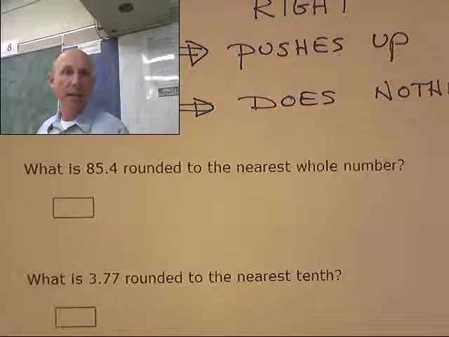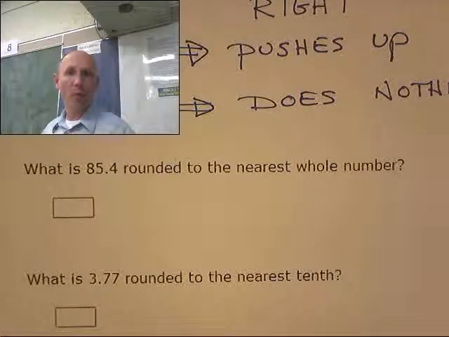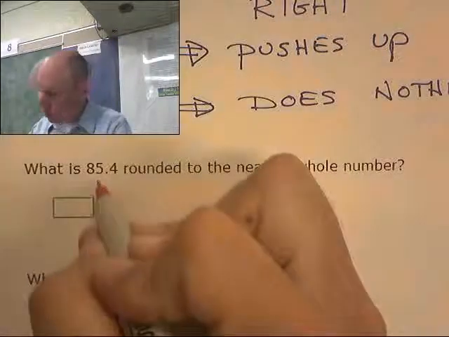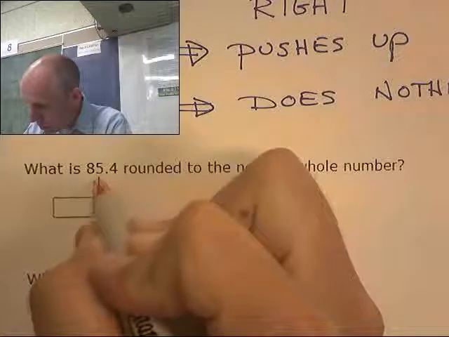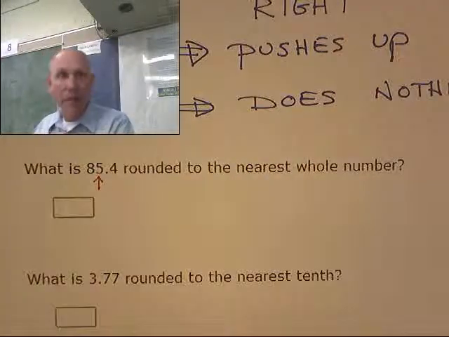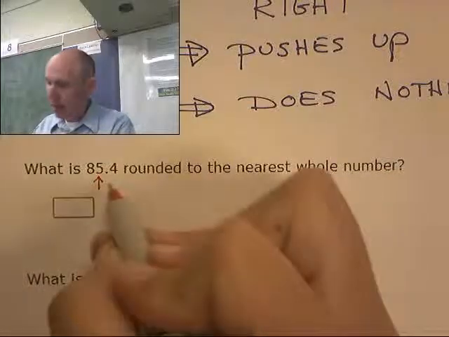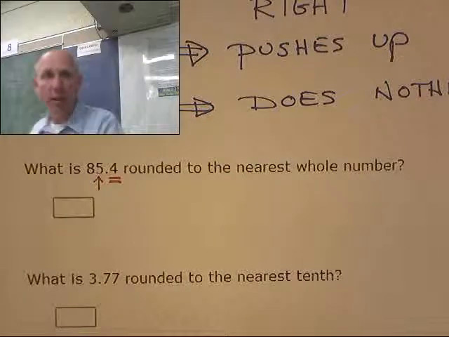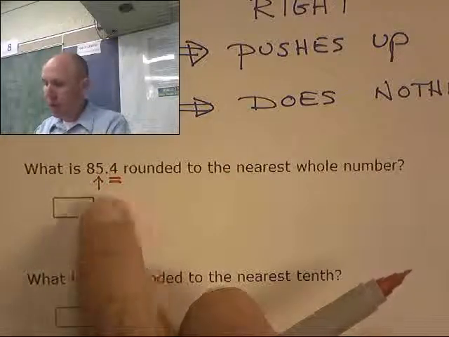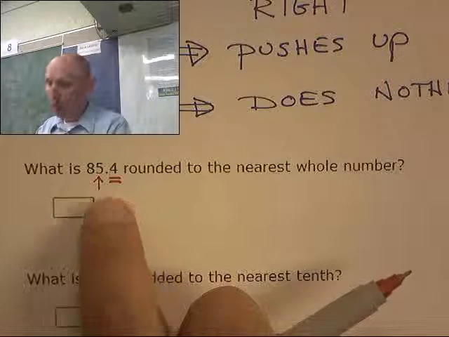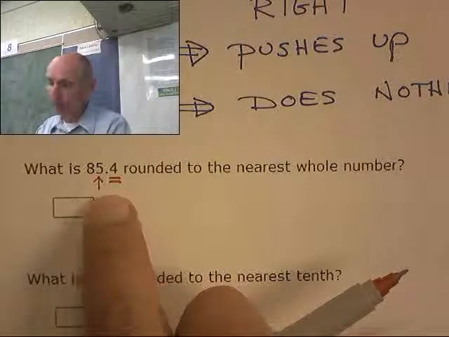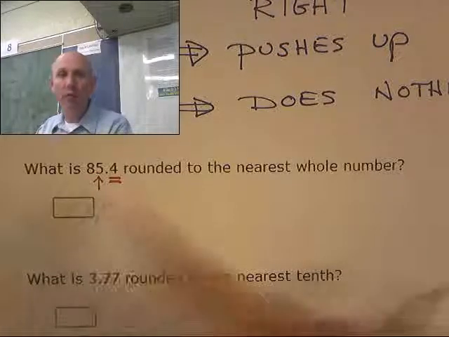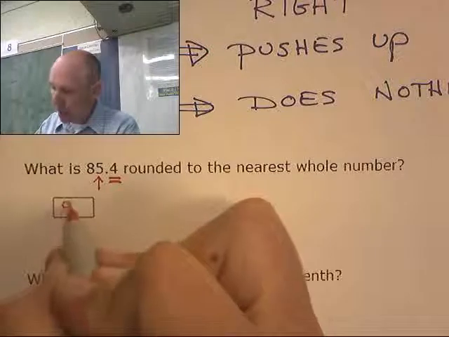What is 85.4 rounded to the nearest whole number? So we're rounding it to the whole number, which is the ones digit. We're rounding it to this guy. So right here, this is the number that's going to be dealt with. Now, who's the bully? This is my bully. Now, is the bully going to push the 5 up, or is the bully going to do nothing to the 5? Well, this is a 4 or lower. The bully is a 4 or lower, so he's going to do nothing. So when this rounds, it rounds to 85.